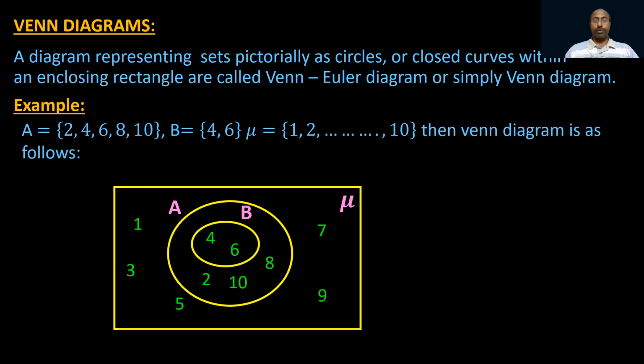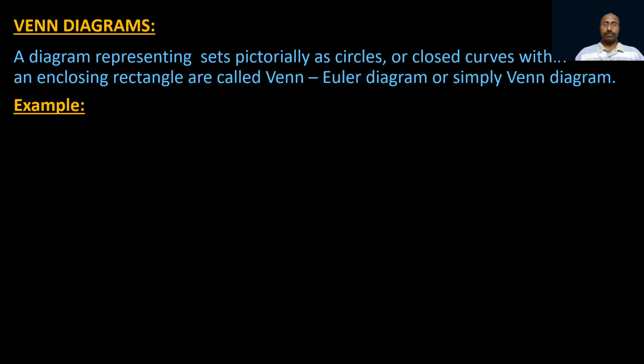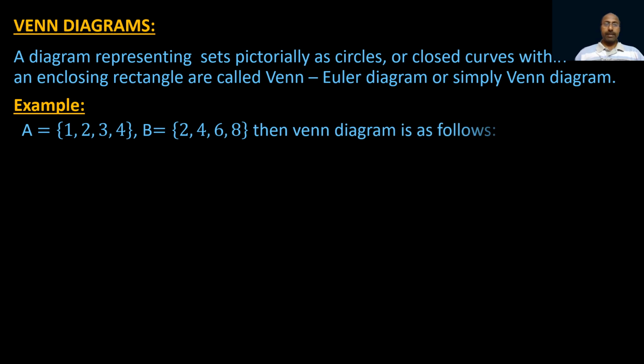So let us see one more example. A is the set of 1, 2, 3, 4. B is the set of elements 2, 4, 6 and 8. Then the Venn diagram is as follows. Here we can observe that two elements are common to both set A and set B, they are 2 and 4. So in this case, we draw the Venn diagram like this.